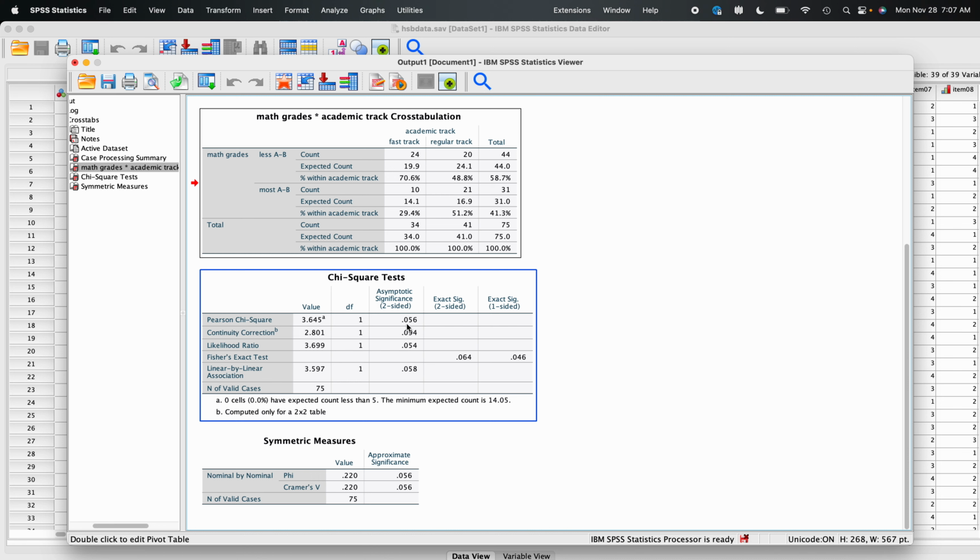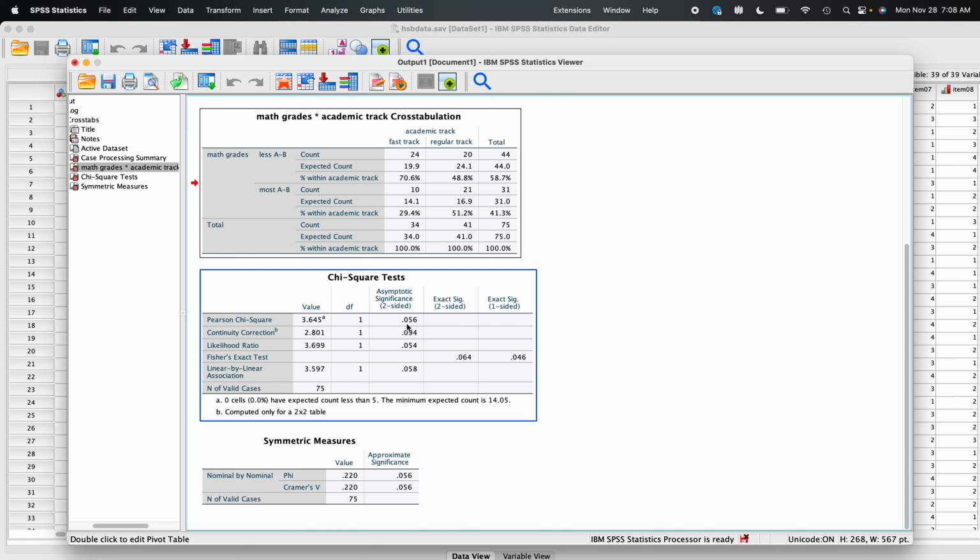So I'm answering if they differ. If it is not significant, they don't differ. If it is significant, they do differ. Because this p-value is greater than 0.05, it's not significant. So because it's not significant, we full stop. We don't continue on with our chi-square analysis because it's not significant.